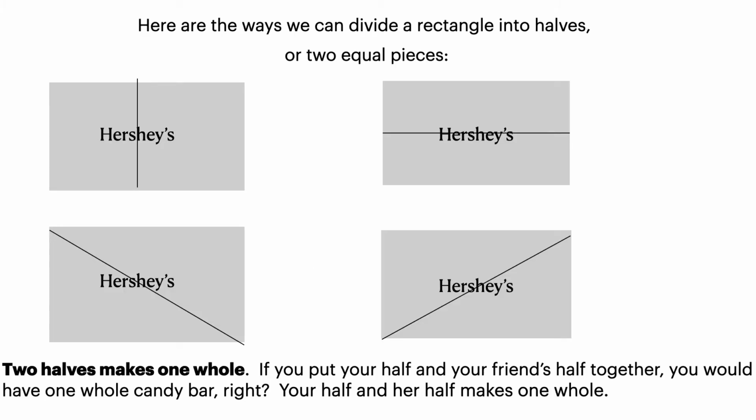Here are some ways we can divide a rectangle into halves or 2 equal pieces. 2 halves makes 1 whole. If you put your half and your friend's half together, you would have 1 whole candy bar, right? Your half and her half makes 1 whole.